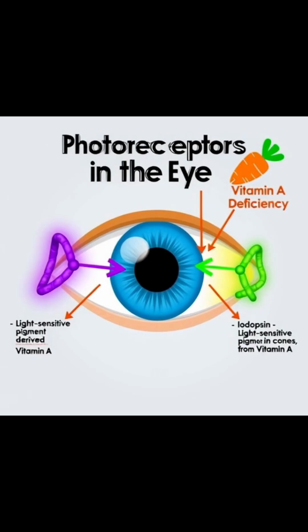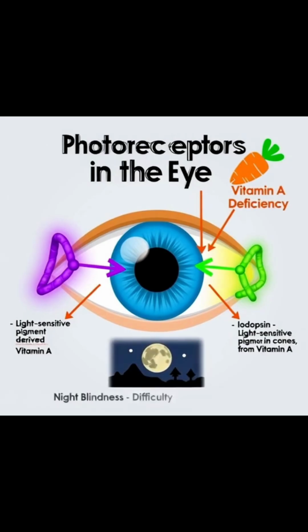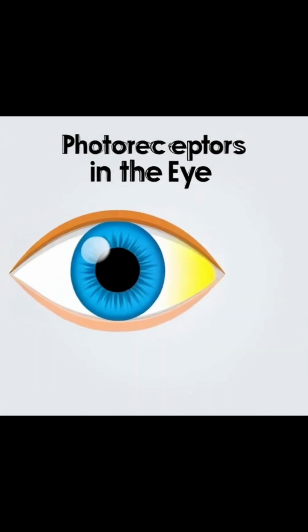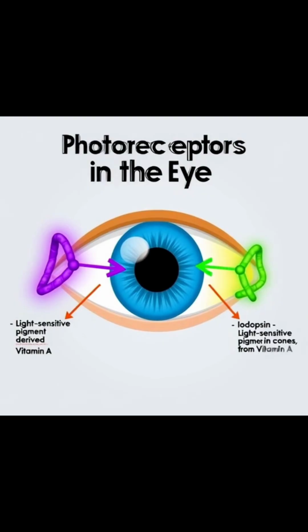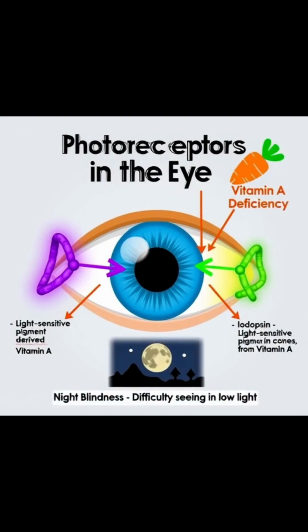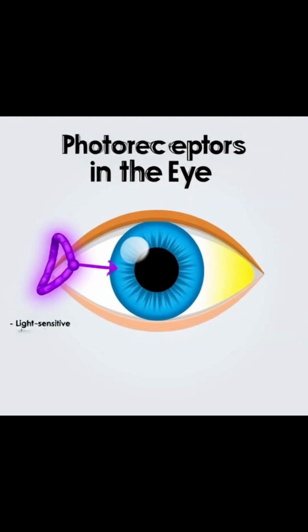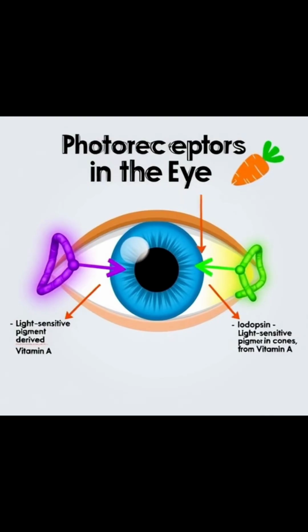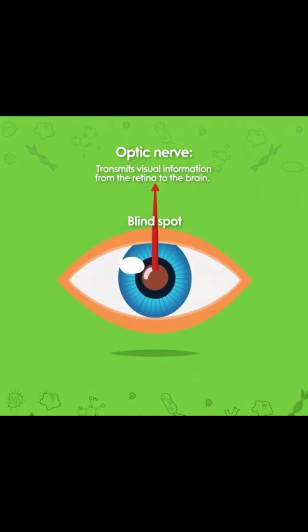There are 3 types of cones. Each type contains specific iodopsin for red, green and blue light. The sensation of different colors is produced by various combinations of these cones. The optic nerve leaves the eye at the posterior pole of the eyeball. At this spot, photoreceptor cells are not present, so it is called the blind spot.